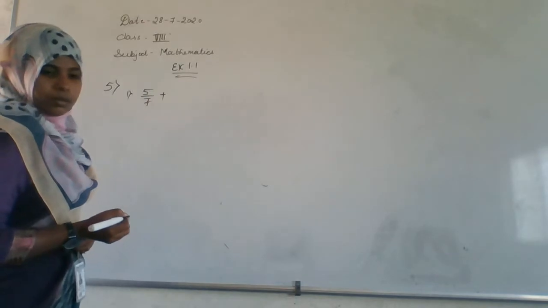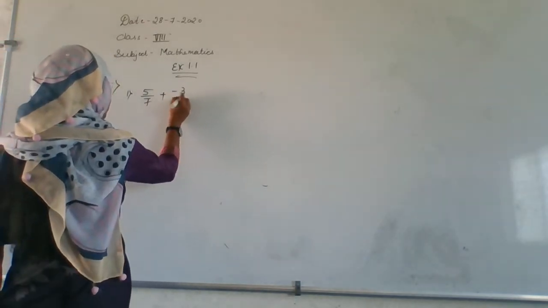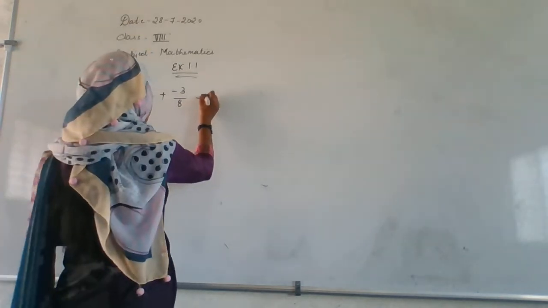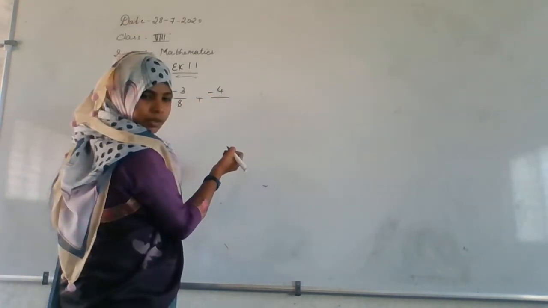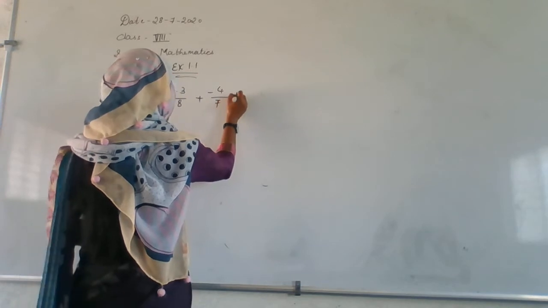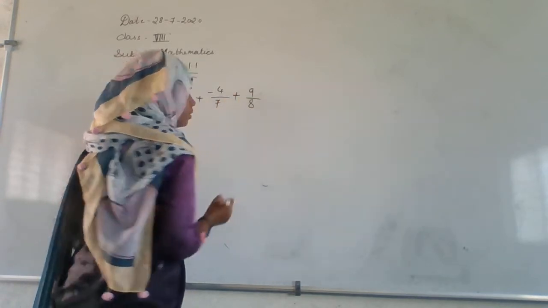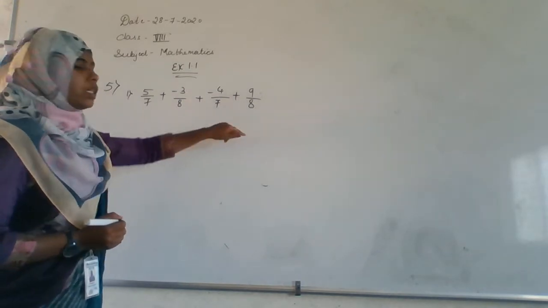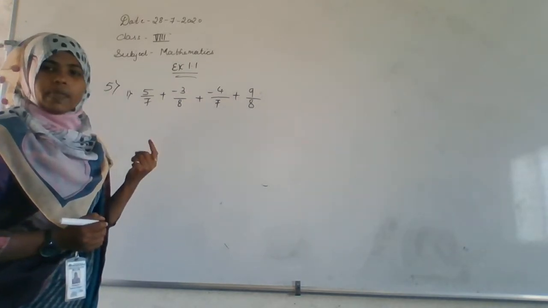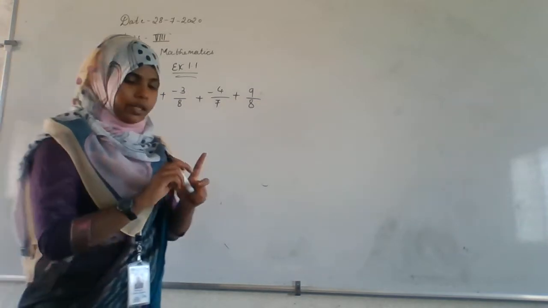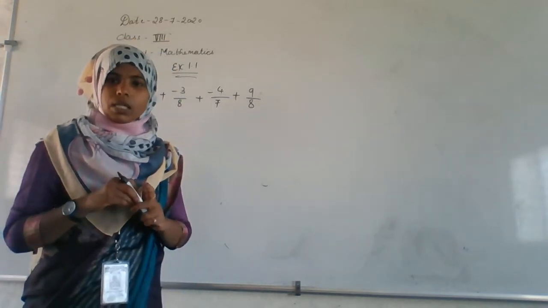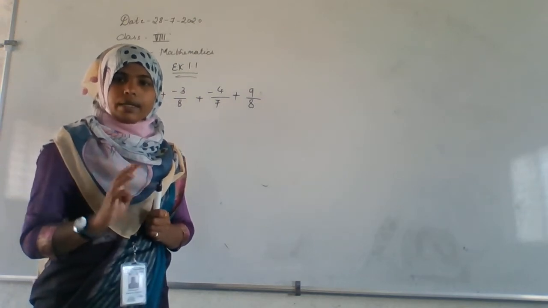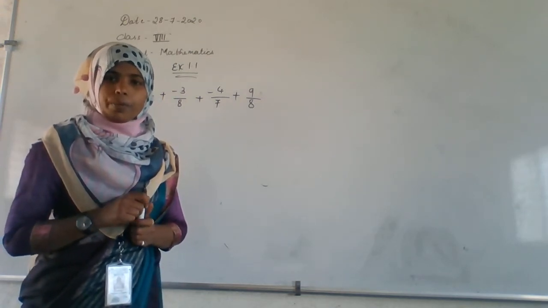plus minus 3 by 8 and plus minus 4 by 7 plus 9 by 8. Here, what is the property we need to put? The first one you already know is the closure property, the second is the commutative property, and the next is the associative property, right?